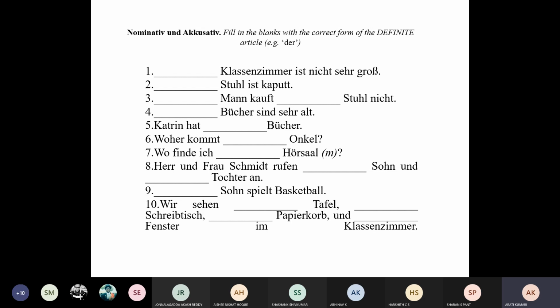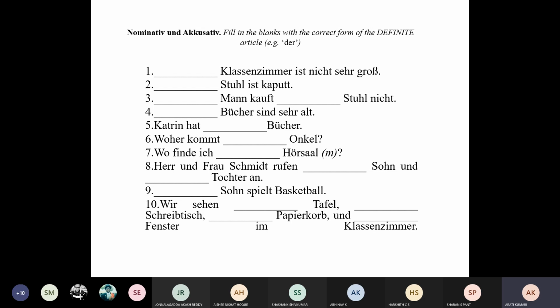The first noun is Tafel. Tafel means board, no? Blackboard, whiteboard in the class, the board simply. Die Tafel. The second word is der Schreibtisch, the working table. Next is der Papierkorb, the dustbin. And after that, you have das Fenster, the window. So now you know the articles.